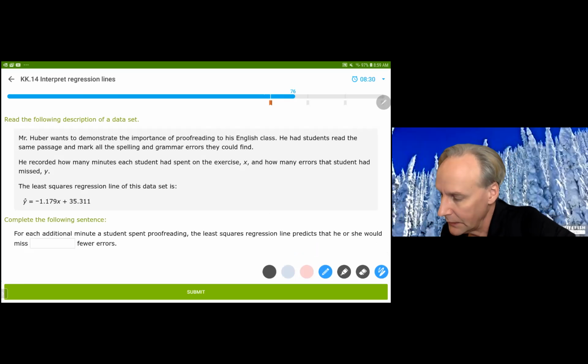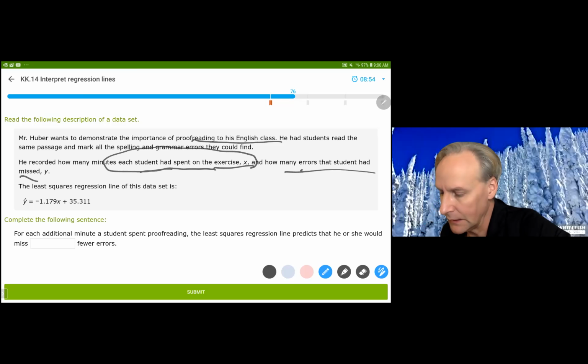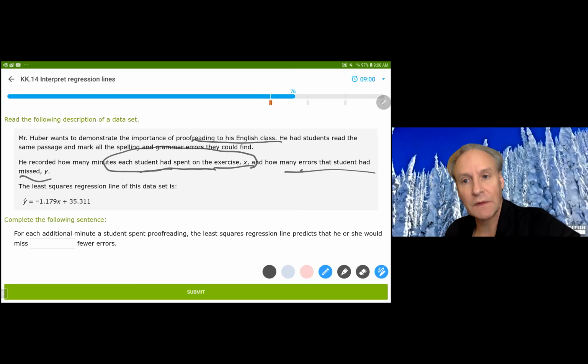All right. Now, how many minutes had each student spent on the exercise X? So the X is minutes of exercise. Okay, demonstrate the importance of proofreading. So in other words, how long each student spends on the proofreading exercise will affect the number of errors that they miss. And what we expect is that the longer they spend practicing, the fewer errors they're going to miss. So this is going to reduce the number of errors they make or that they miss. It's kind of a double negative here too.